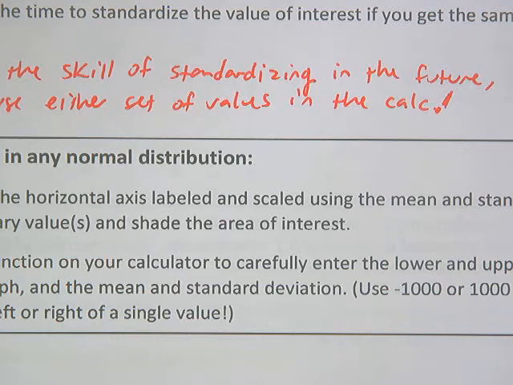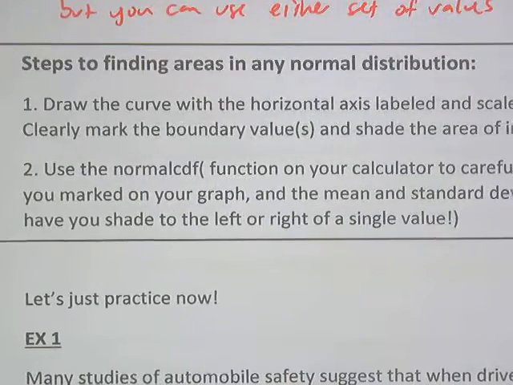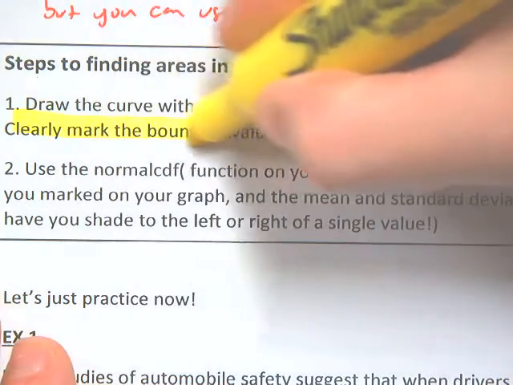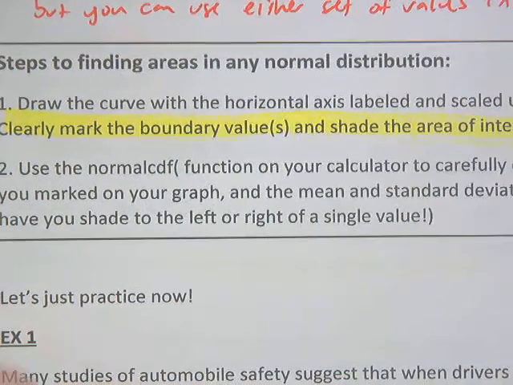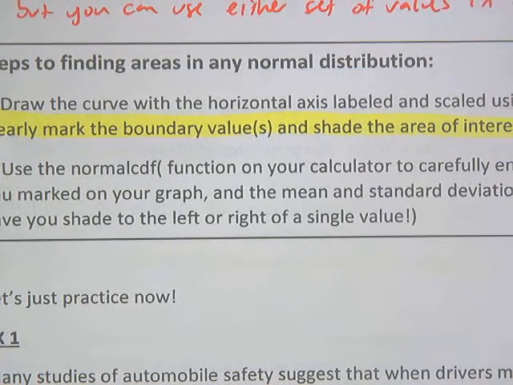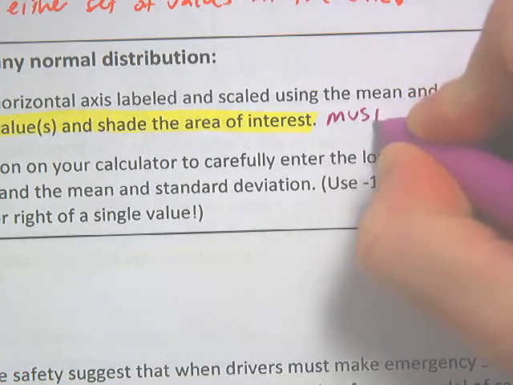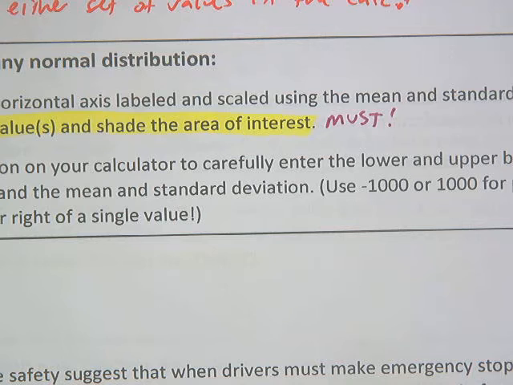Here are the steps. There's not really any blanks for you to fill in there. Just kind of skim through that. You're always going to need to draw the curve, label everything, and then highlight or underline this. Draw a little picture for yourself. Mark where the value is in the problem that you're interested in and whether you're supposed to shade below or above it. Shade your area of interest. You must do that for a little while, at least for this lesson.